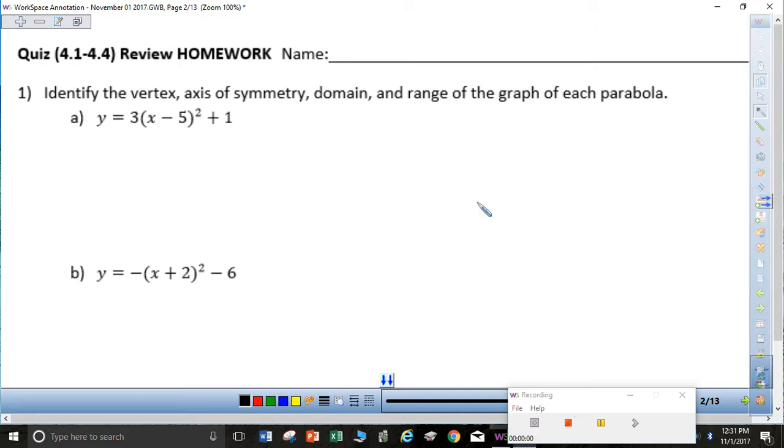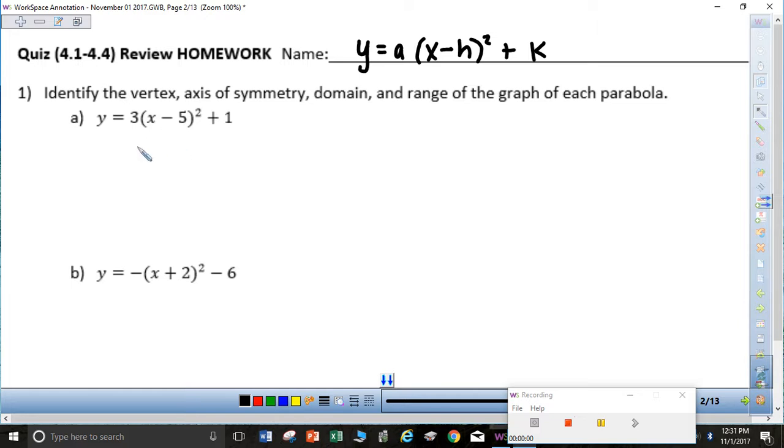All right, so number one, we have these two equations. We're going to identify the vertex, axis of symmetry, domain, and range of the graph. So it's not actually asking us to make the graph, we're just identifying some features of it. So both of our equations here are in the vertex form, and what sticks out to me is that they both have the parentheses, which is a characteristic of the vertex form. We also have the h and the k, which are the x and the y value of our vertex, and then the a value in front tells us if there's a vertical stretch, vertical compression, or if it is flipped over the x-axis if it's negative, like the one down here.